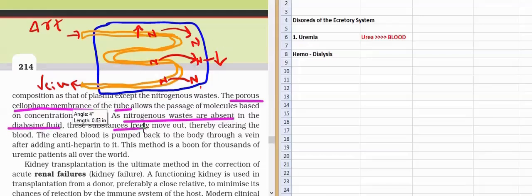The substances freely move out passively, thereby clearing the blood. The cleared blood is pumped back to the body through a vein, adding anti-heparin. So it's a very big boon for thousands of uremic patients all over the world. Even some states in India are giving subsidy for the patients so they can go for this treatment freely. Now let's make notes for this.